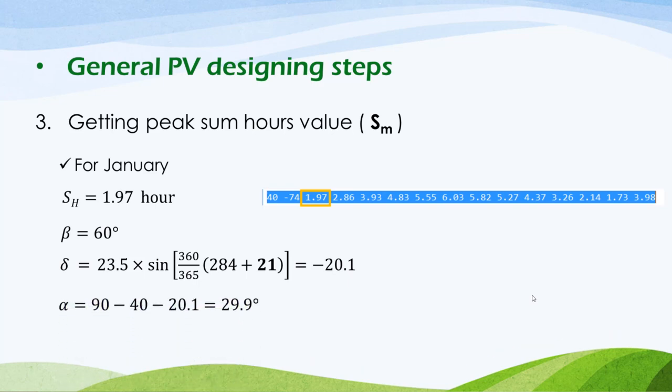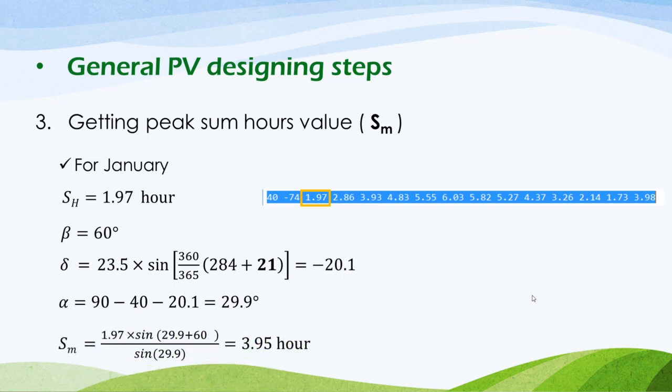Now the elevation angle on 21 January is 90 minus the latitude, which is 40, plus the declination angle, which is minus 20.1, so alpha equals 29.9 degrees. And finally, we get S sub m to be S sub h times sine of alpha plus beta over sine alpha. So it equals 3.95 hours.